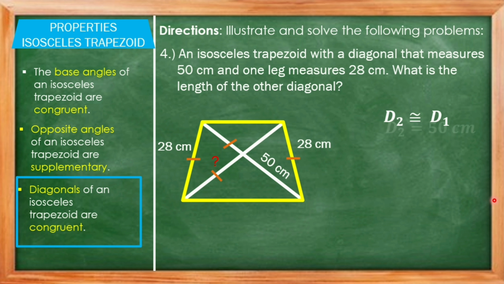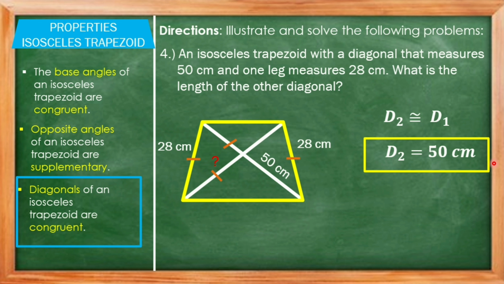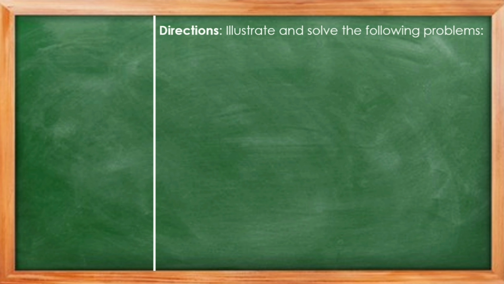So, yung diagonal 2, yun yung hinahanap natin. Then, yung diagonal 1 daw ay 50 centimeters. So, therefore, the length of the diagonal 2 is equals to 50 centimeters. So, actually, kahit hindi mo na isolve, basta ganito lang kasimple ang given. And of course, kung alam mo yung property na involved sa problem, maibibigay mo agad ang measure. Now, let's proceed to number 5.